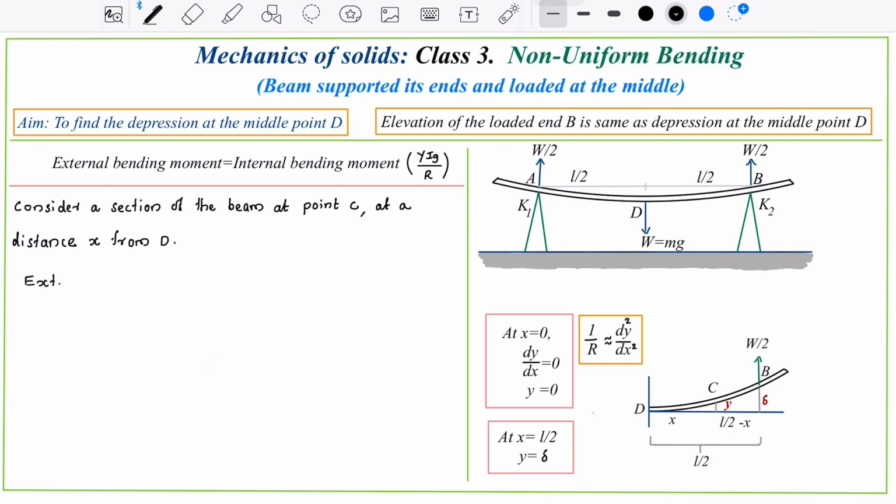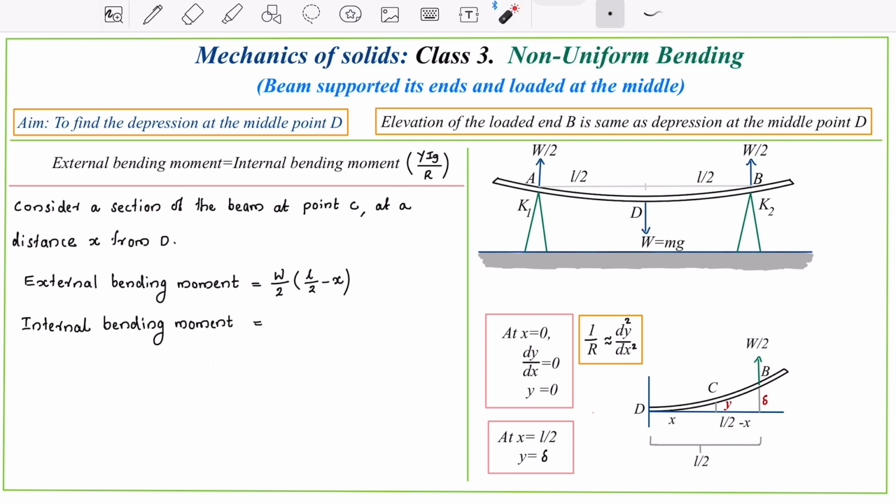Now let us find out the external bending moment, that is the bending moment corresponding to the external couple. The external couple is bending the beam, so the bending moment corresponding to the external couple is called the external bending moment. Now the moment is always equal to force into perpendicular distance. Here the force is W by 2 and the perpendicular distance is the distance from the point under consideration. Here we are considering the point C. So with respect to that point C, the perpendicular distance is L by 2 minus x. Therefore the external bending moment is W by 2 into the distance L by 2 minus x.